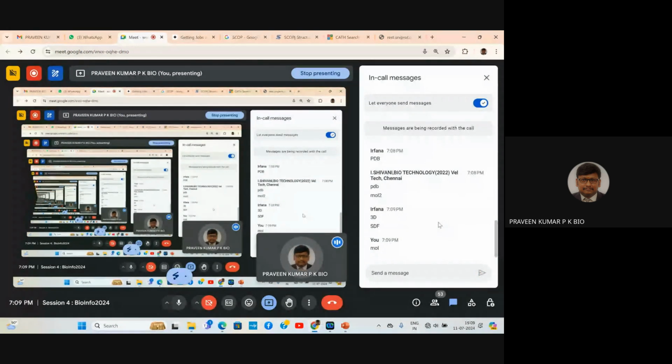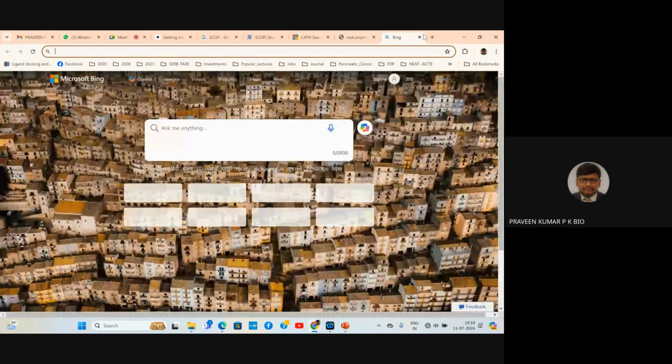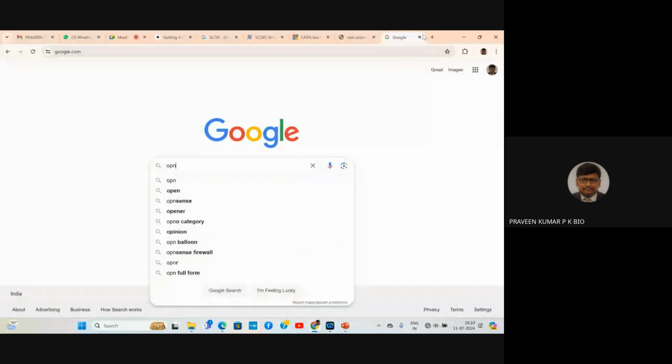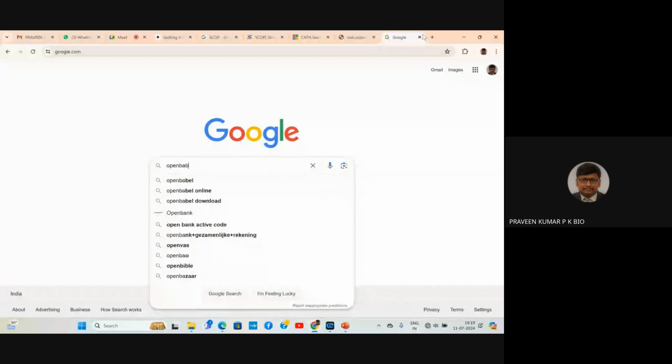MOL. MOL2 is a different format, MOL is a different format, SDF is different, SD is different. So there are different formats. We also have SD, we also have SDF, we also have MOL2, MOL. There is a software called Open Babel. Now I can show you. Good kind of interaction I found even in this session.